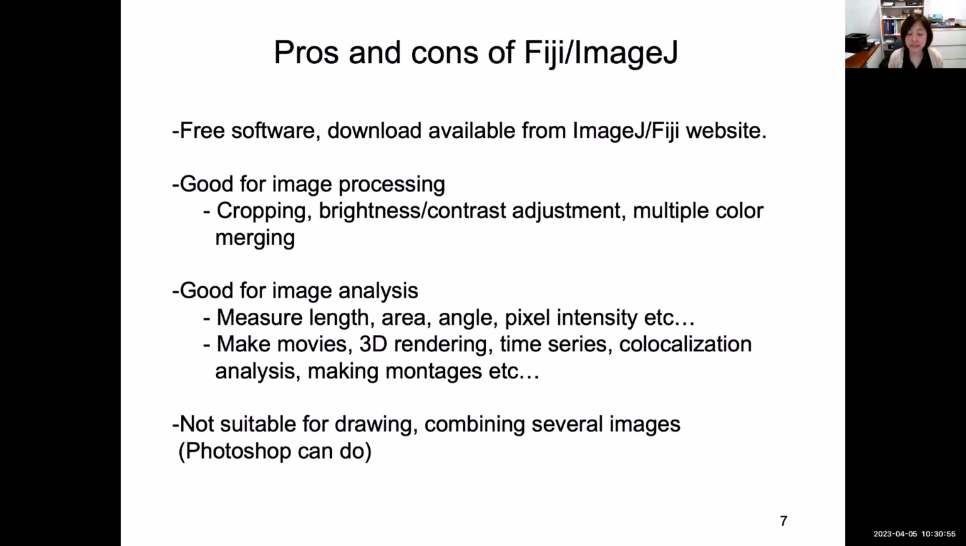And if you want to do image analysis, the basic module of the software comes with basic analytical tools like measuring length, area, angle, and pixel intensities. You can also make movies, 3D rendering, time series, colocalization analysis, and montages, etc. And there are a lot of plugin modules, additional features you can download from the ImageJ Fiji website, so you can have many analytical tools in the software.